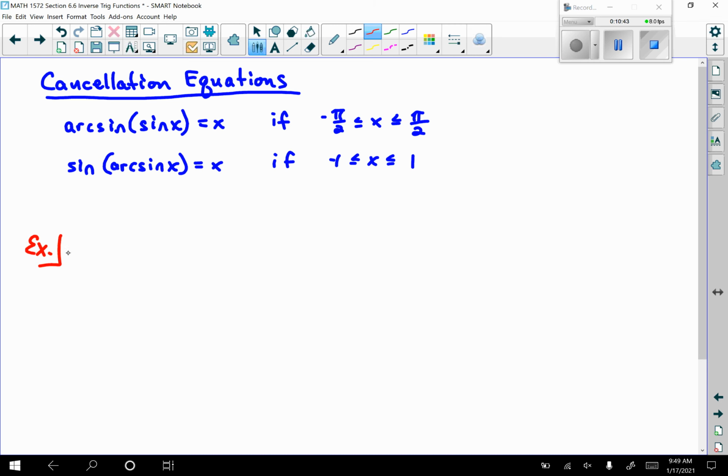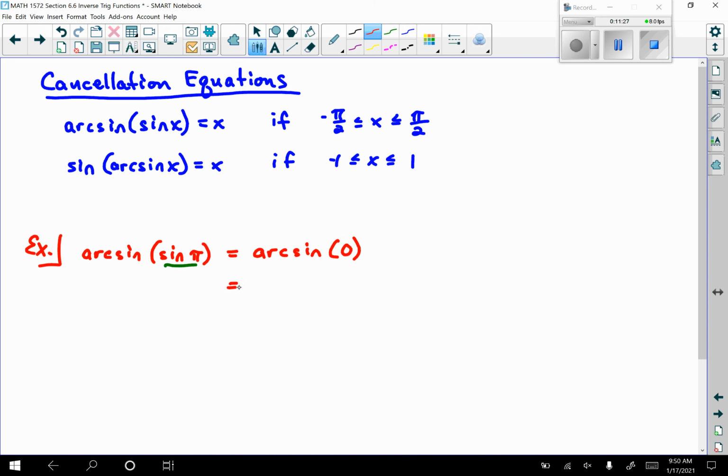So let's take a look at an example using these cancellation equations. Now we could still piece it together like we just did in the last problem. There's nothing wrong with that. So in this case, if you notice, I'm taking arc sine of sine of pi, so that looks like the first one. But that works as long as x is between negative pi over 2 and pi over 2, and pi isn't, so in this case, we're just going to go ahead and find this first. So sine of pi is going to be 0. So then this becomes arc sine of 0.